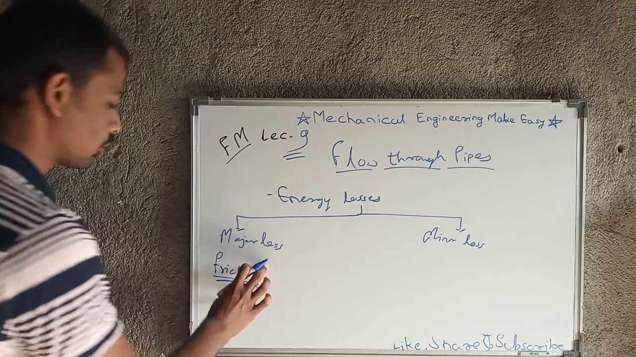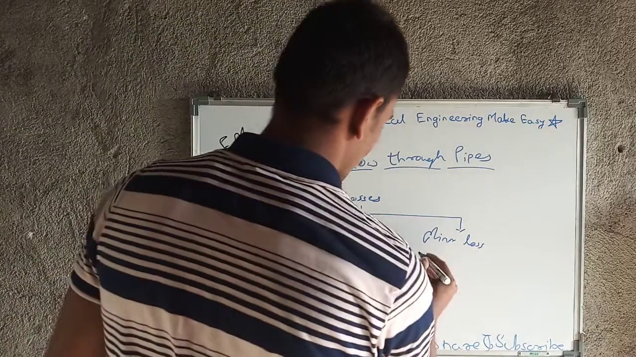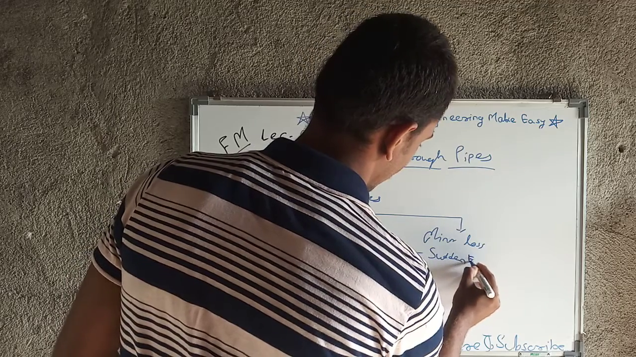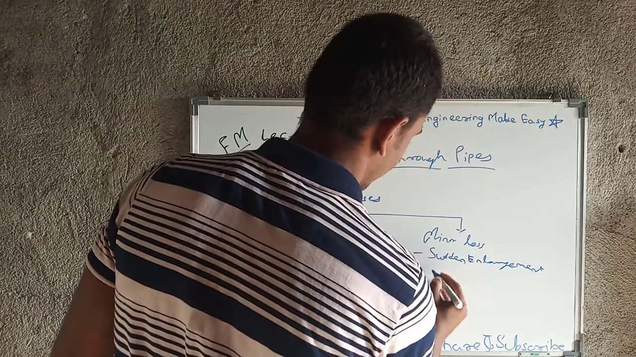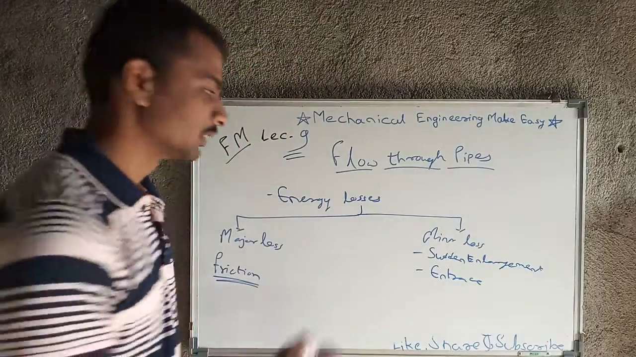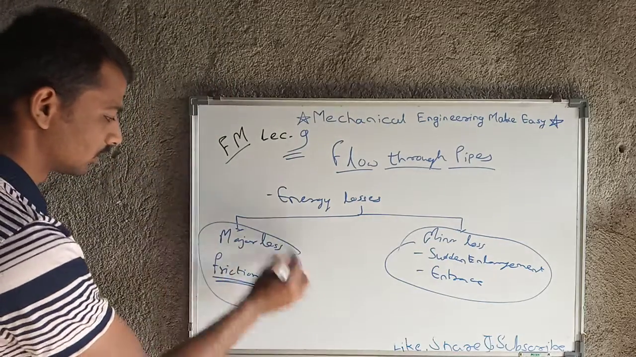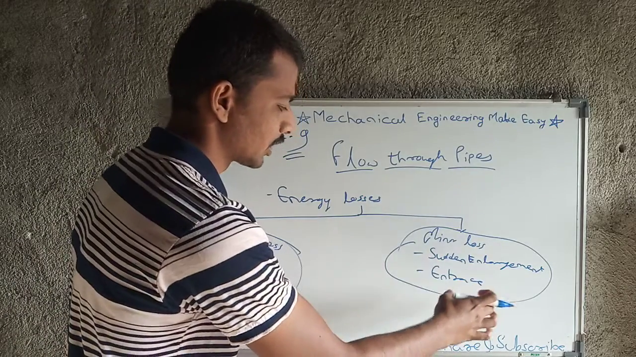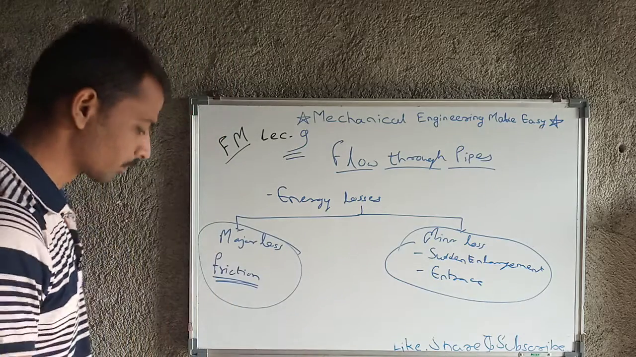The loss because of friction is called major loss, and the minor losses are a number of losses like sudden enlargement, sudden contraction, then entrance, exit, then pipe bends and fittings, etc. All those losses come under minor losses, and the major loss is the friction loss, because friction causes more loss as compared to sudden enlargement, sudden contraction, entrance, exit, pipe bends and fittings, etc.